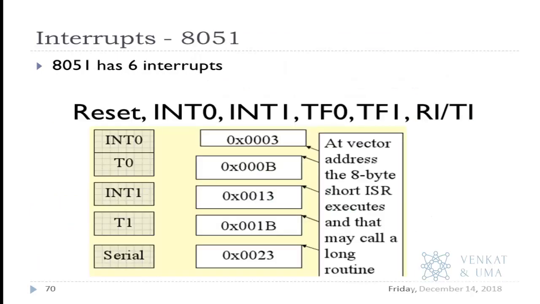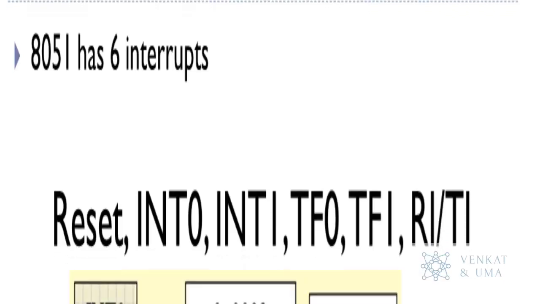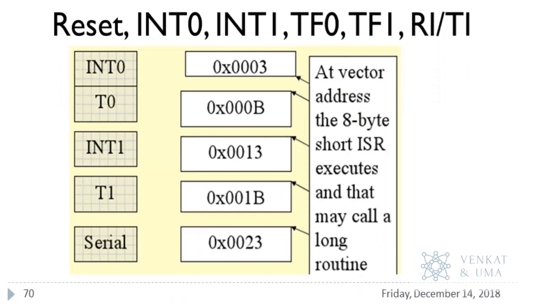Now, what about 8051? 8051 has 6 interrupts in total. So what are those 6 interrupts? Reset, INT0, INT1, TF0, TF1, RITI. This RITI is sometimes also called the serial communication interrupt.